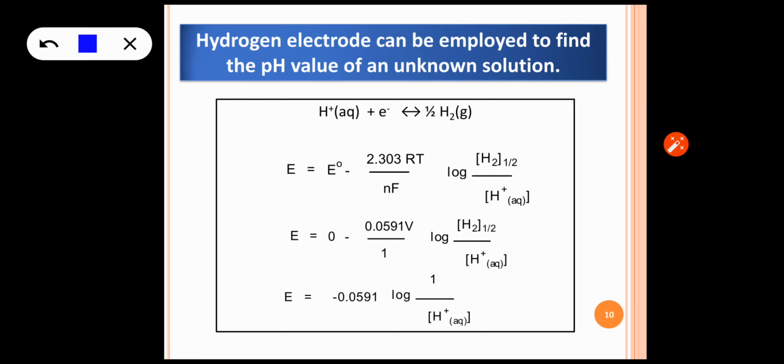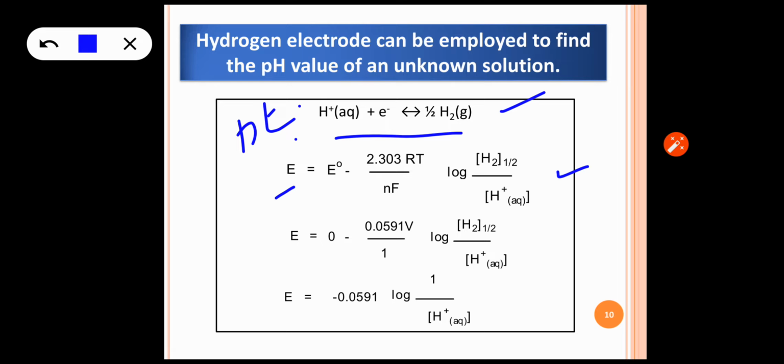In the standard hydrogen electrode, this is the redox process. H plus accepts electron and forms H2 gas in the forward direction, and H2 gas loses electron and forms H plus ions, and this process will occur at the surface of platinum foil. So platinum will give the surface area to establish the equilibrium between H plus and H2 gas. We can write the redox reaction for the above process, that is E is equal to E naught minus 2.303 RT by nF log of H2 gas divided by H plus ion concentration.